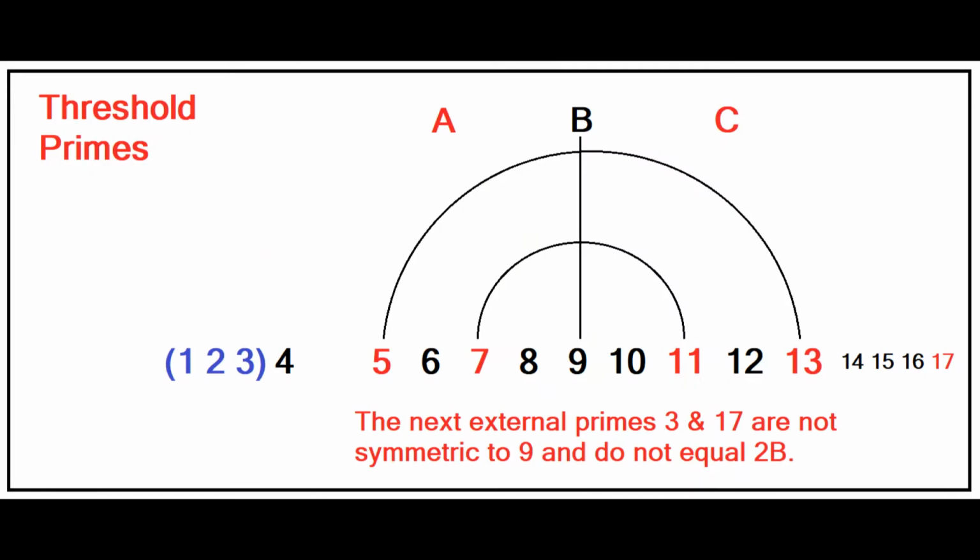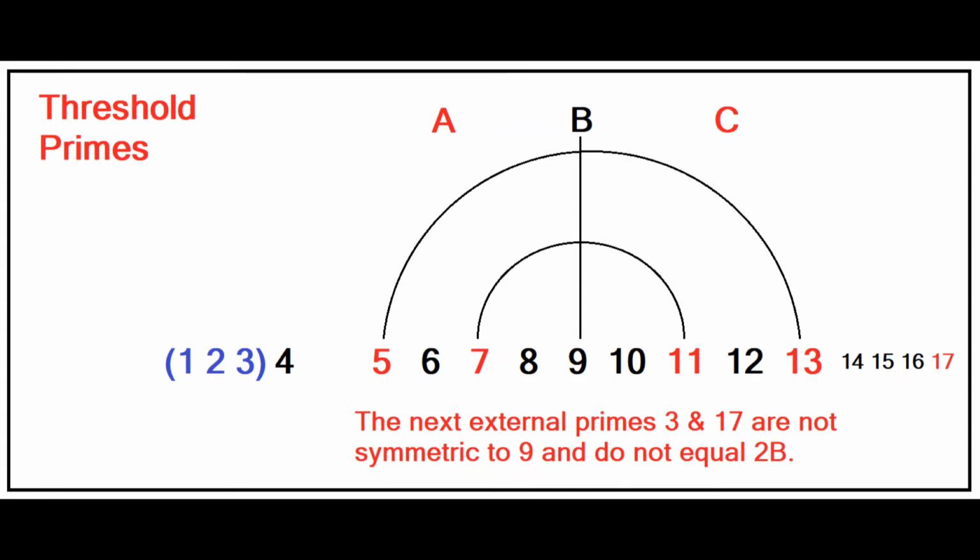Now we're taking a look at the threshold primes. These are the most external prime partners that bookend each piece of geometry. Here, these are 5 and 13. Numbers inside of the threshold primes belong to that center point in geometry. Numbers outside of them do not.